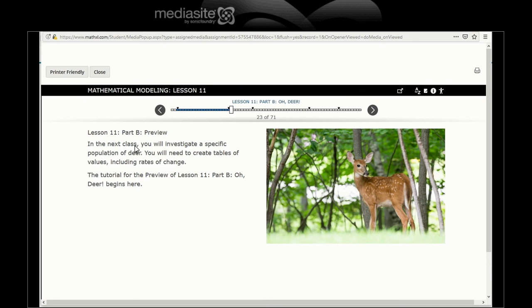In the next class workbook, you will investigate a specific population of deer. You will need to create tables of values, including rate of change. The tutorial for preview lesson 11 part B, Oh Dear, begins here.